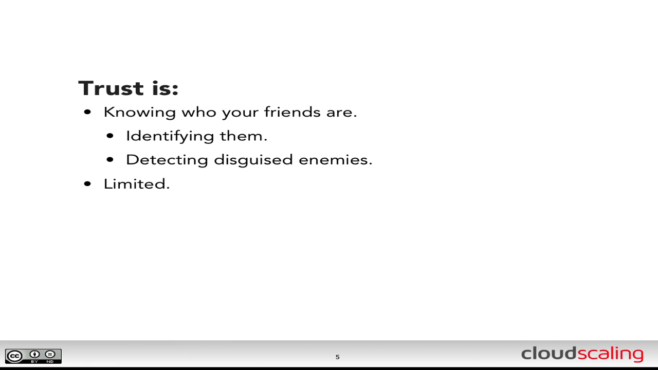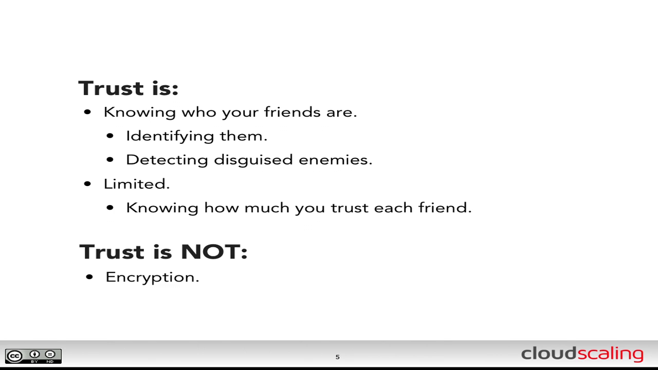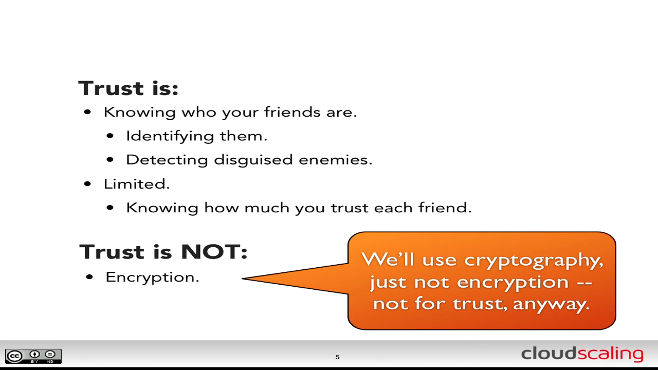But trust is limited. It's not without limits. You can't trust everyone, and you can't trust them completely. So you have to know how much you can trust each of those friends. And trust is not necessarily encryption. We will use cryptography, but we do not necessarily need encryption to have trust. You do need, for instance, message signing, but encryption, while it can provide the trust that we're looking for, is not a requirement for it.